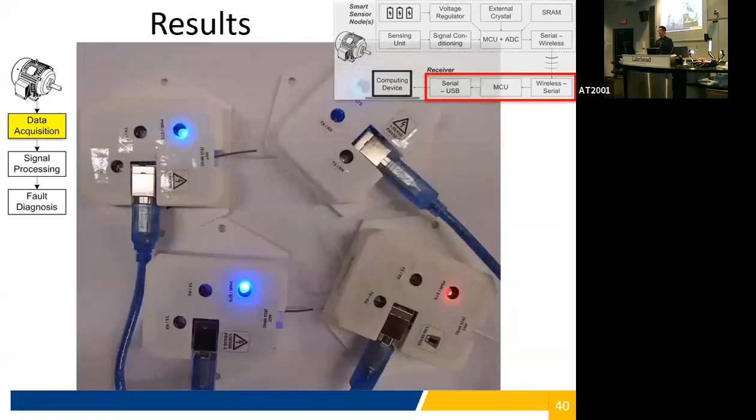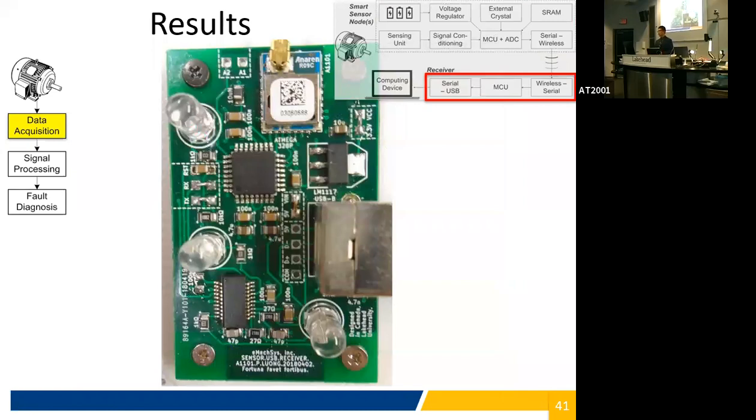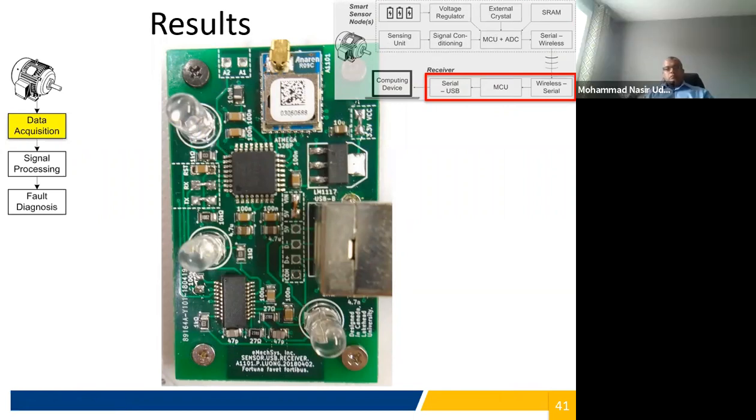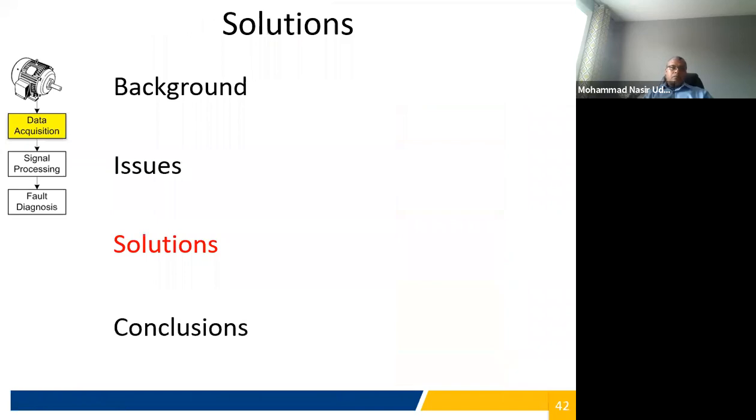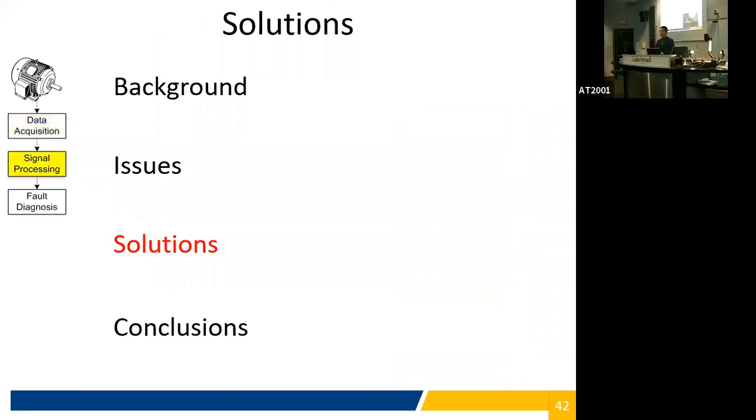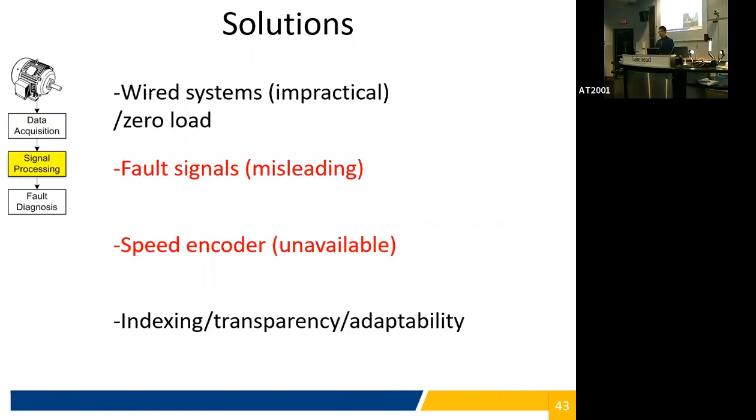And the receiver looks like this, where we have a wireless transceiver with a microcontroller and a serial to USB version to connect to a computer. So now let's look at the solutions related to signal processing. Okay, so these are basically the problems: misleading fault signals and a lack of a speed controller.